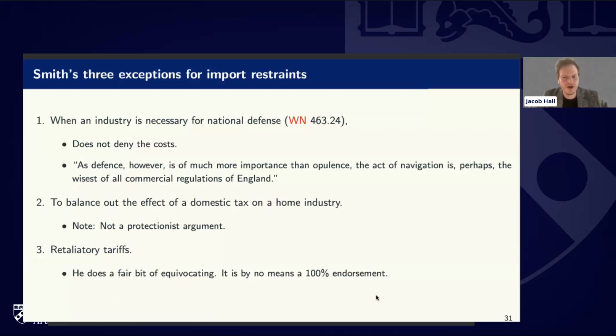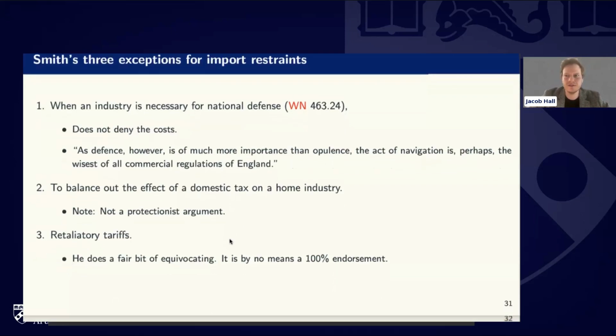So it's by no means a 100% endorsement of retaliatory tariffs. So yes, there are exceptions, but I'm not sure how big of a deal they are in actuality.